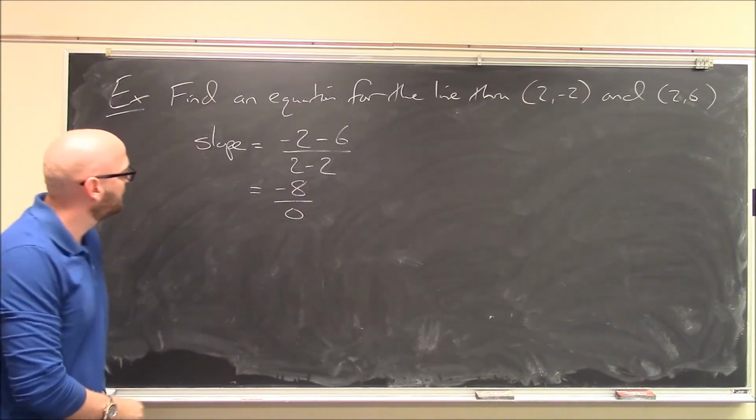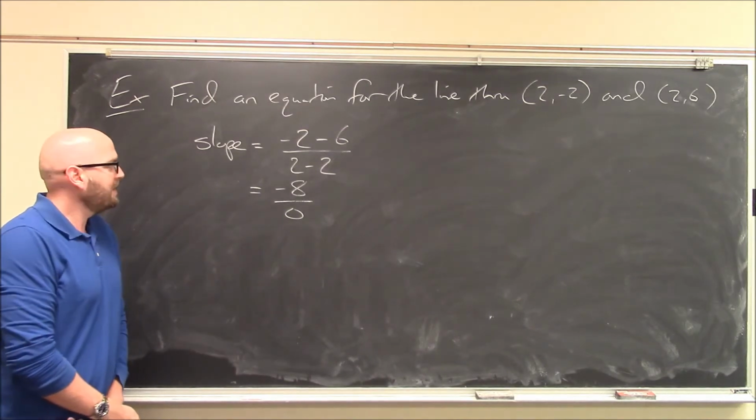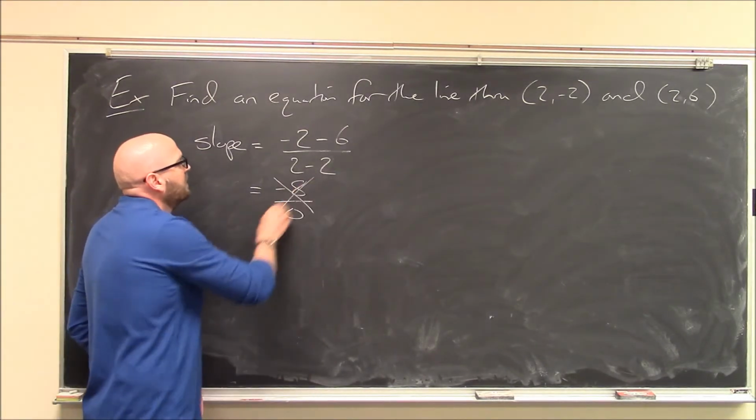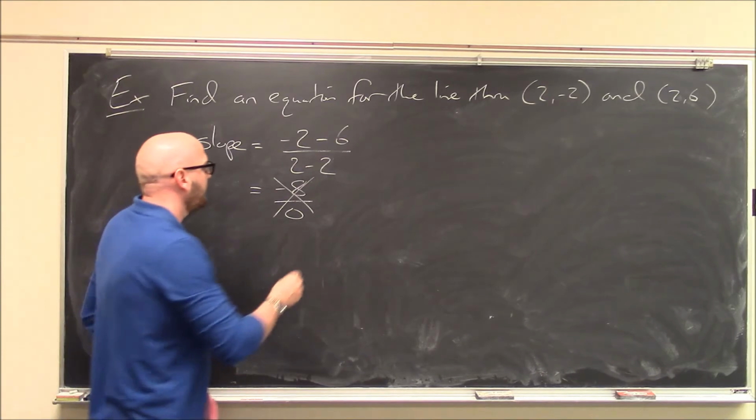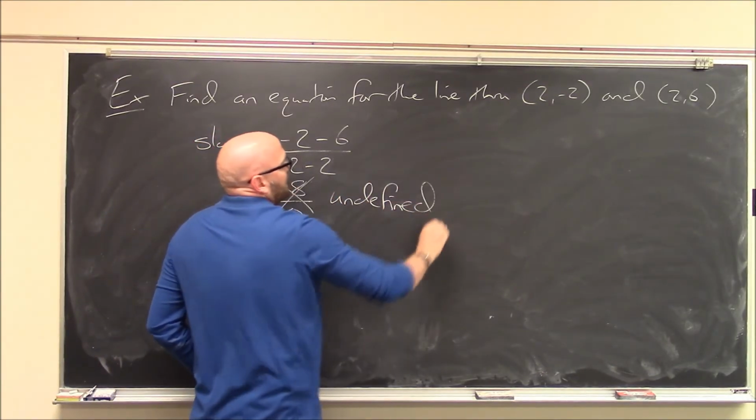Well, that's not good, right? We can't divide by 0. This doesn't make any sense. So what does that mean? Well, it means the slope is undefined. And what does that mean?